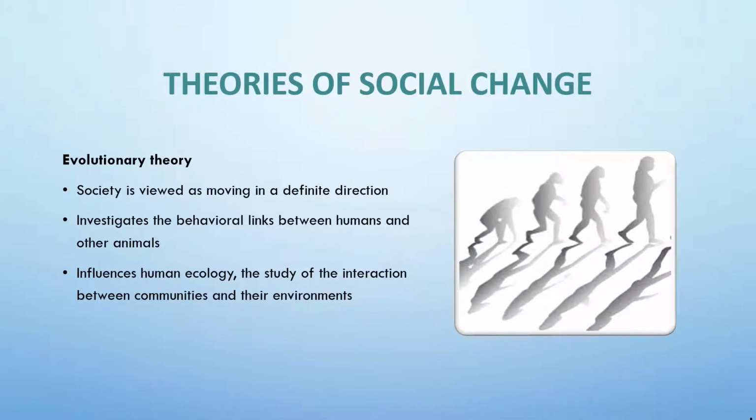The theoretical approaches to social change are evolutionary, functionalist, and conflict theory. Evolutionary theory views society as moving in a definite direction. Early evolutionary theories generally agreed that society was progressive, inevitably to a higher state. Auguste Comte saw human societies moving forward in their thinking, from mythology to the scientific method. And Emile Durkheim maintained that society progressed from simple to more complex forms of social organization.